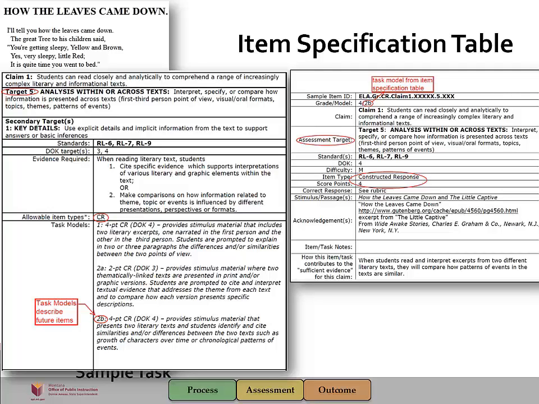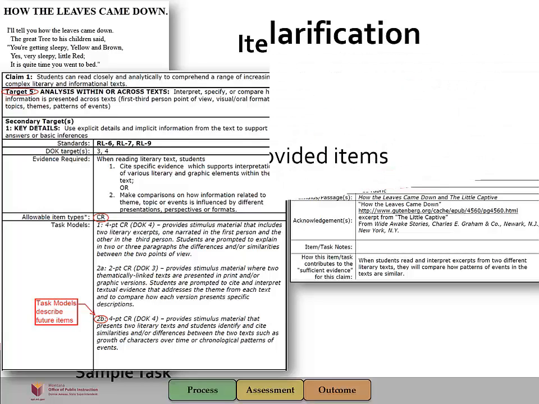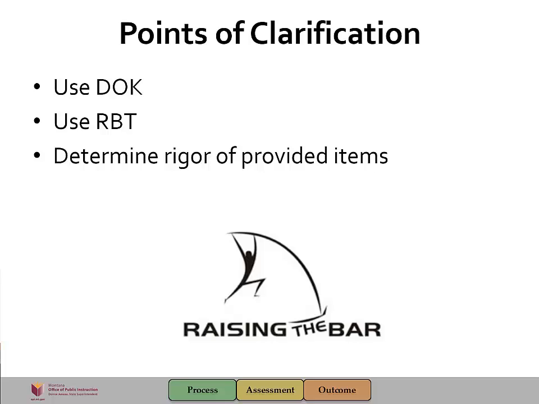On the right-hand image, we can see a Smarter Balanced sample task. This shows us how the item specification table was put into use, and how this item or task contributes to the sufficient evidence for this claim. When students read and interpret excerpts from 2 different literary texts, they will compare how patterns of events in the text are similar. Rigor is not mutually exclusive.